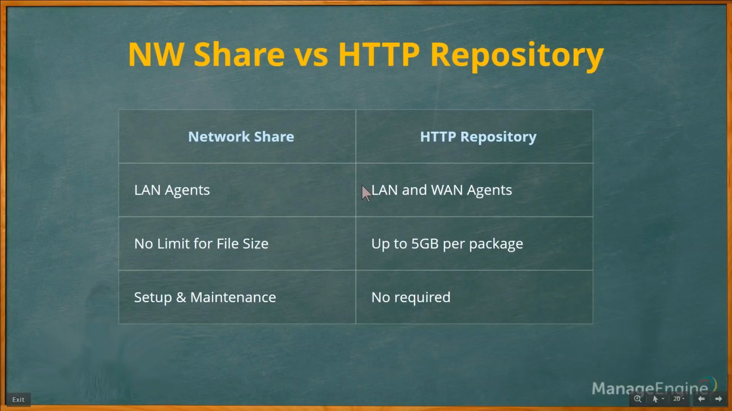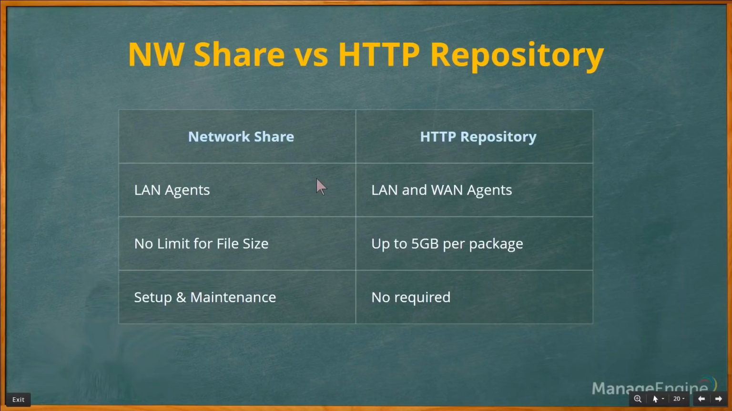Now, we saw there are two types of repository. One is a network share, and another one is a HTTP or HTTPS type of repository. Now, when you're using a network share, the agent contacts the network share directly and installs the application from the share. When you use a HTTP or HTTPS type of repository, the agent downloads the application binaries completely to the client side and then installs the application.